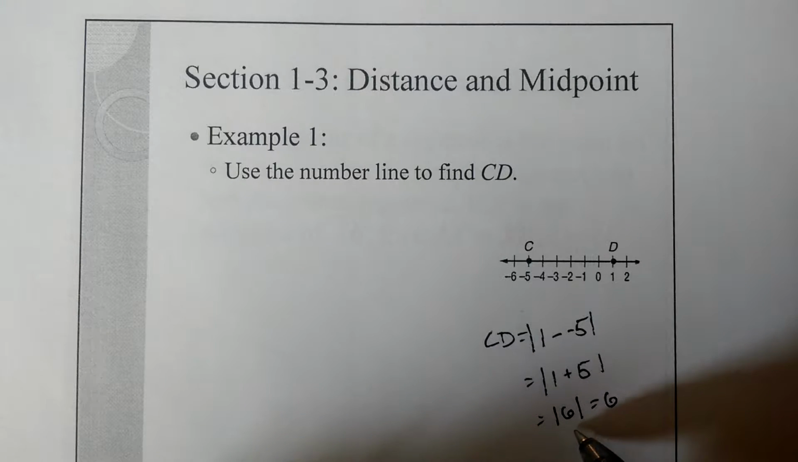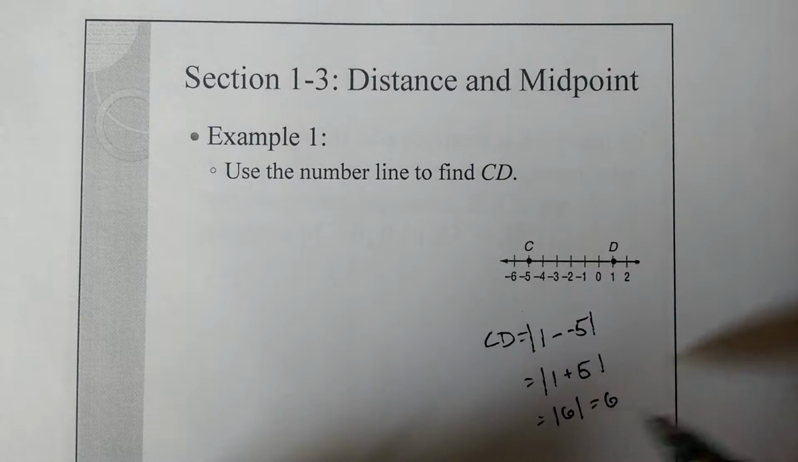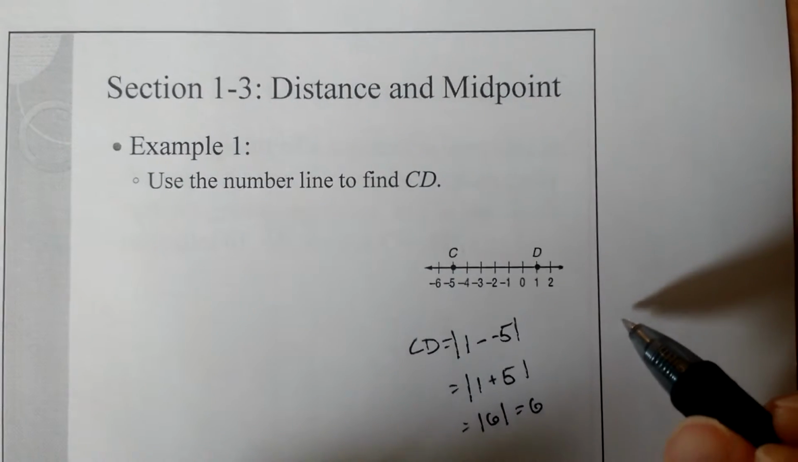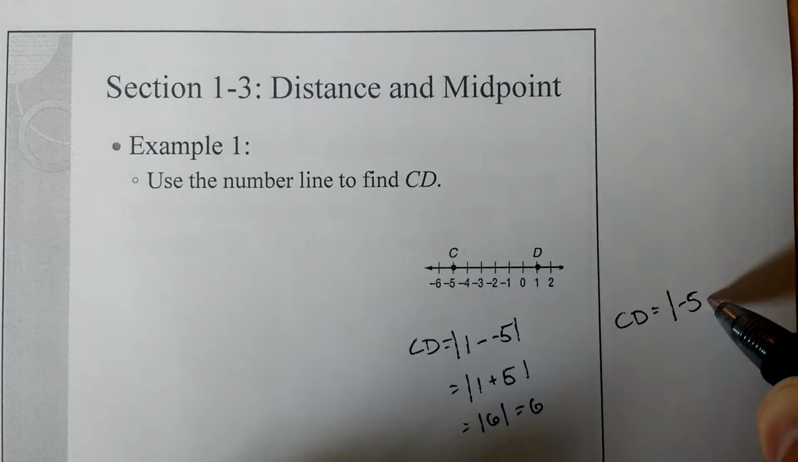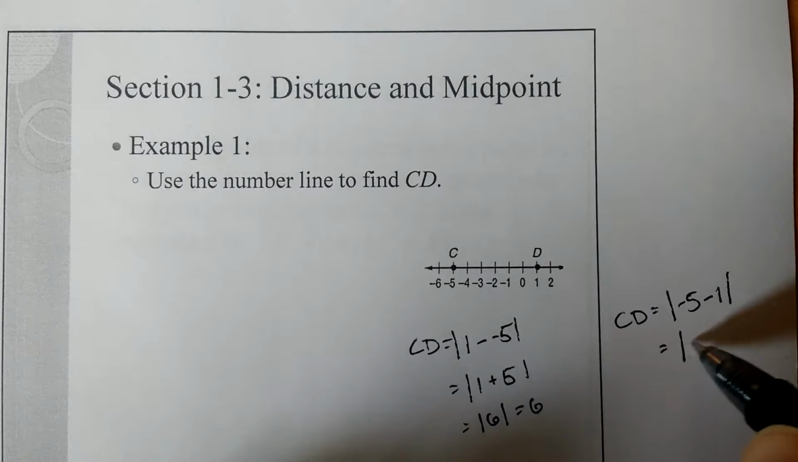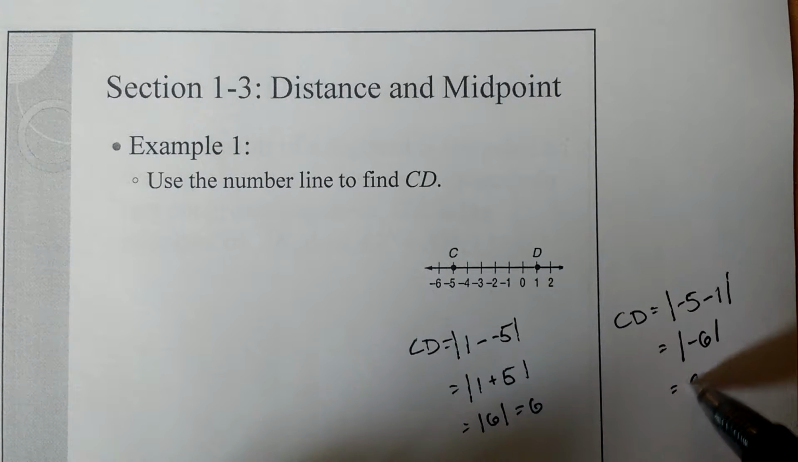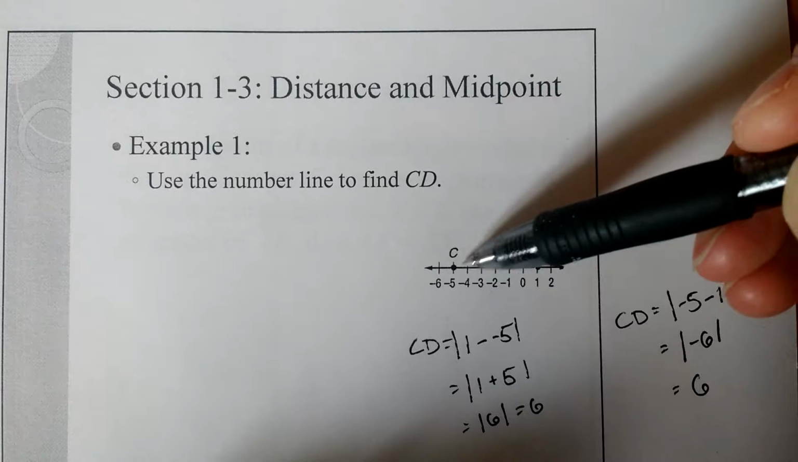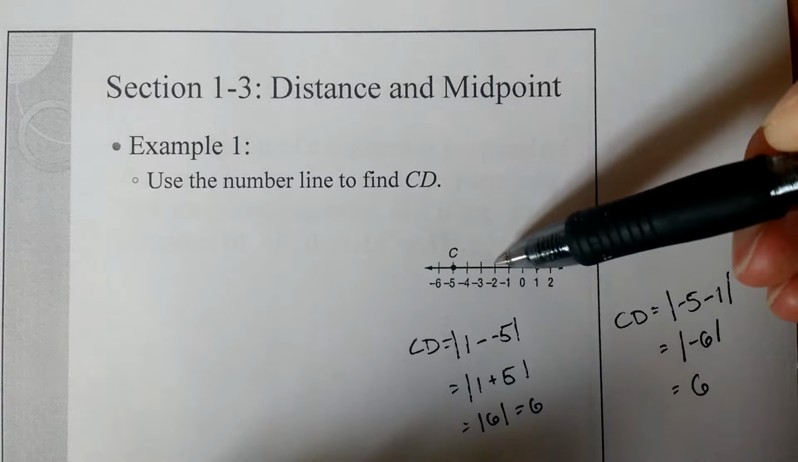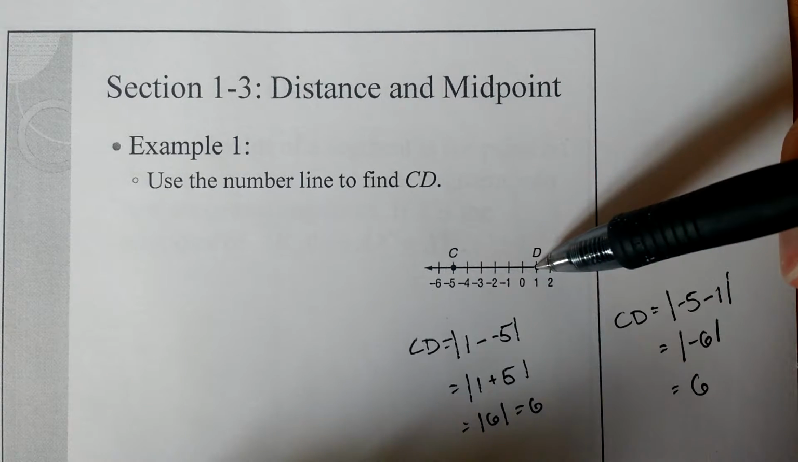Now remember, an absolute value always returns a positive number. So the absolute value of 6 is 6. If I solve this the other way, CD is the absolute value of -5 minus 1, that's the absolute value of -6, which is still positive 6. So the order doesn't matter. And if you count, 1 space, 2 spaces, 3 spaces, 4 spaces, 5 spaces, 6 spaces. So you could also just count the number of spaces.